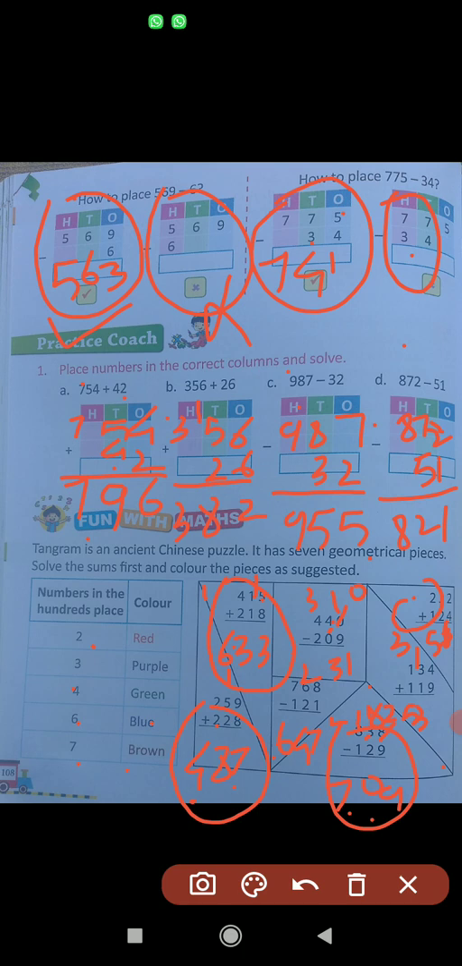So dear students, learn by heart tables 2 to 10 and practice again and again. Okay, so in the next video we will see page number 109 and 110.